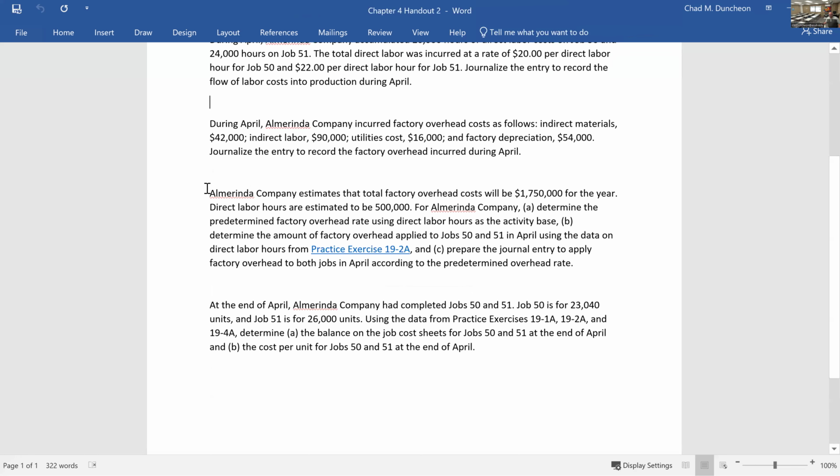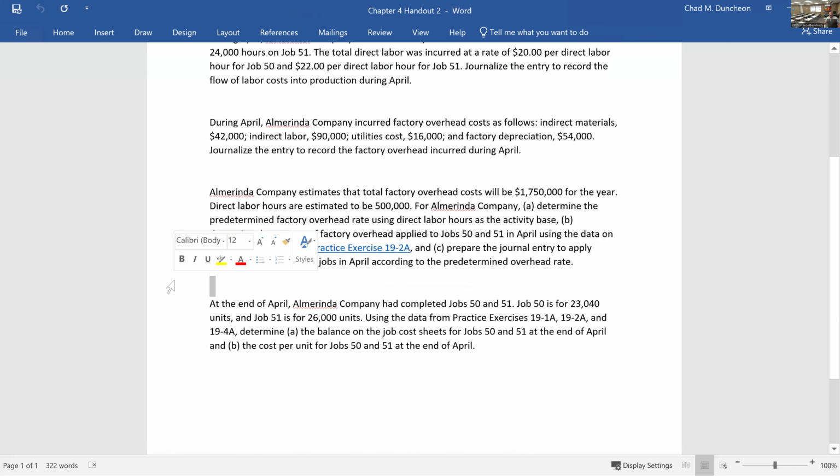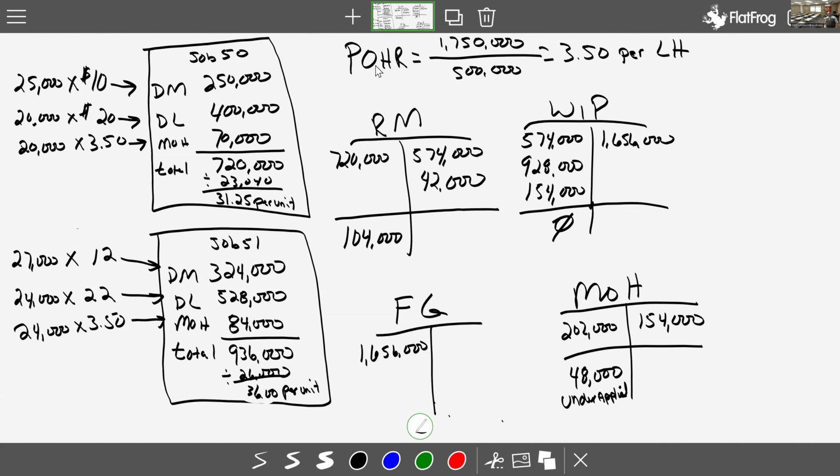Next to the bottom here, here's where we are going to apply overhead. Okay. The first thing that we need to do is find our predetermined overhead rate. We find our predetermined overhead rate by taking our estimated overhead, 1.75 million, divided by our estimated base of 500,000. I've done that here. You can see, so our predetermined overhead rate, the 1.75 million divided by the 500,000 estimated labor hours, gets us $3.50 per labor hour. Now we need to apply it. When we apply it, that means we put it onto our job cost sheet. Okay, and remember, it was on the basis of labor hours.